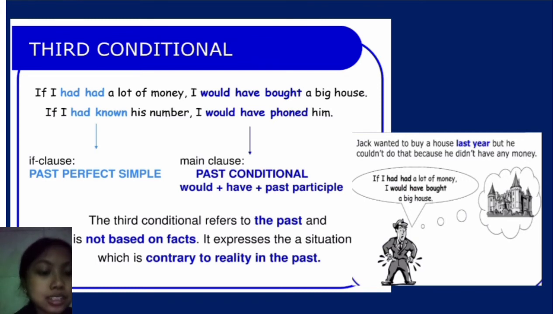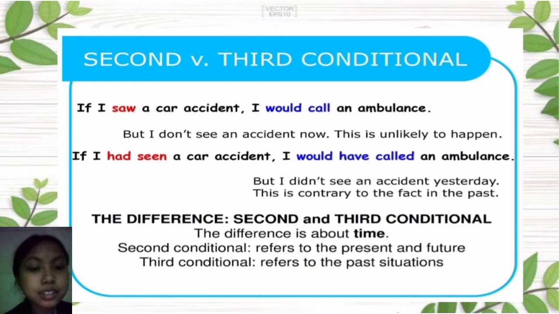And for the main clause, I would have bought a big house. And for the next, there is the difference between second conditional and third conditional. The difference is about the time. The second conditional refers to the present and future, but the third conditional refers to a past situation. So here you could see the example.